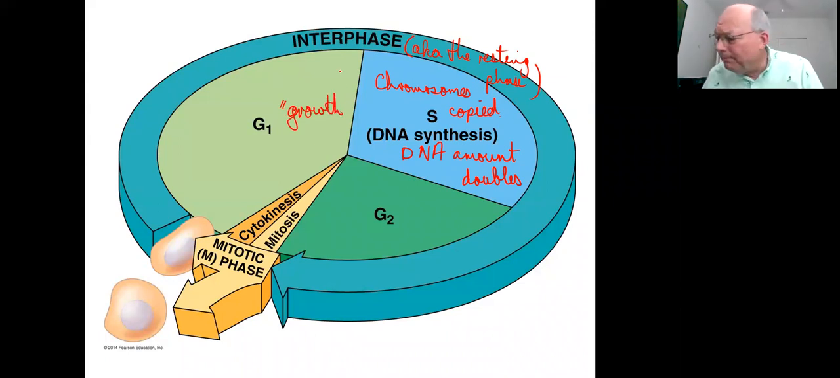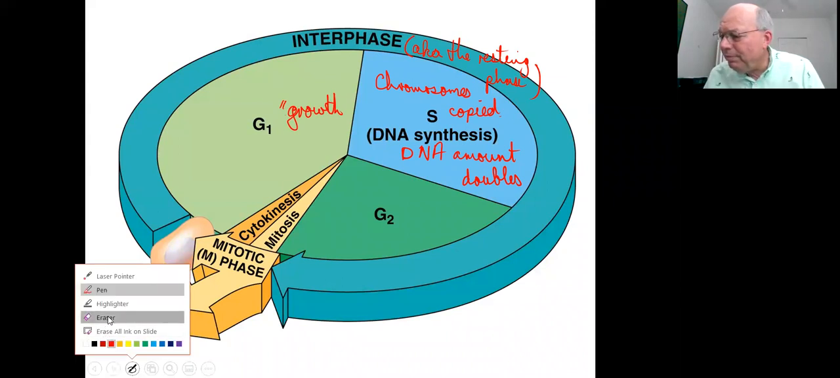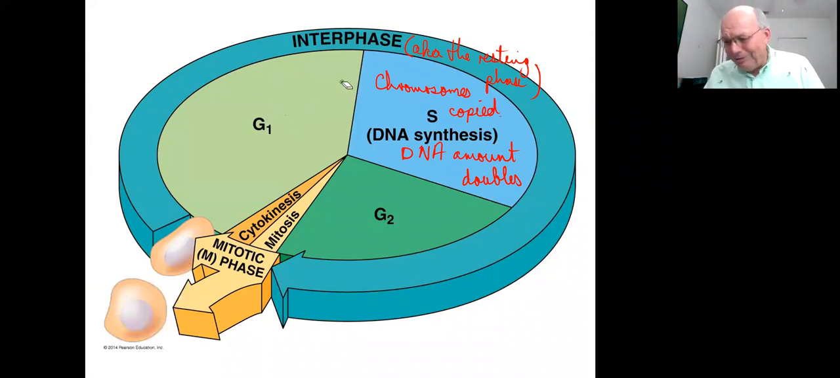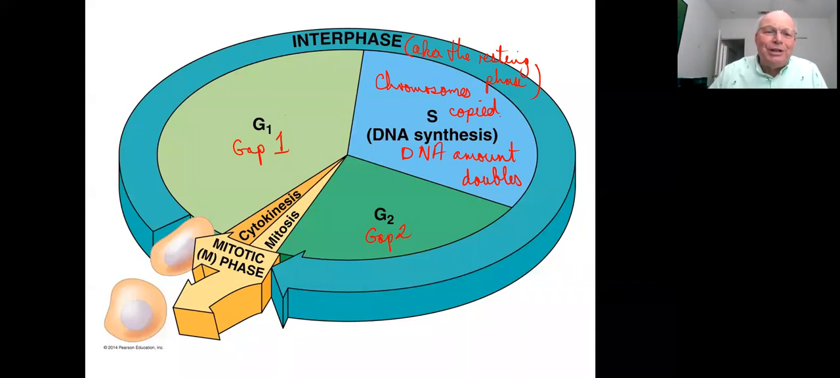Sorry, not growth. I like to call it growth. I shouldn't be quite so. G1 is gap 1, and G2 is gap 2. And the reason why they're called gap 1 and gap 2, because they are obvious gaps in activity. There's no question, but there's activity going on when the cell is actively dividing during the mitotic phase.